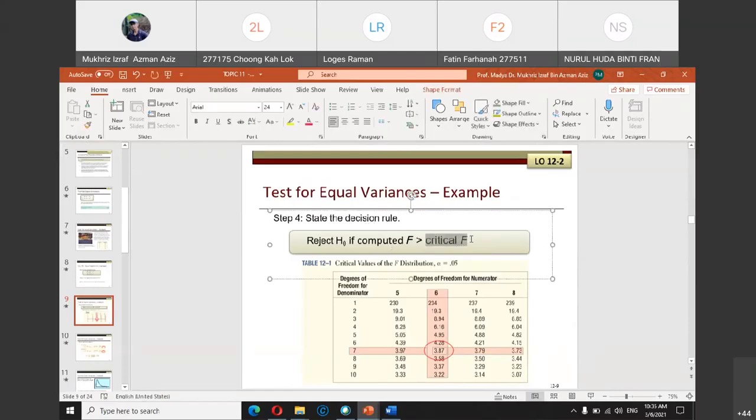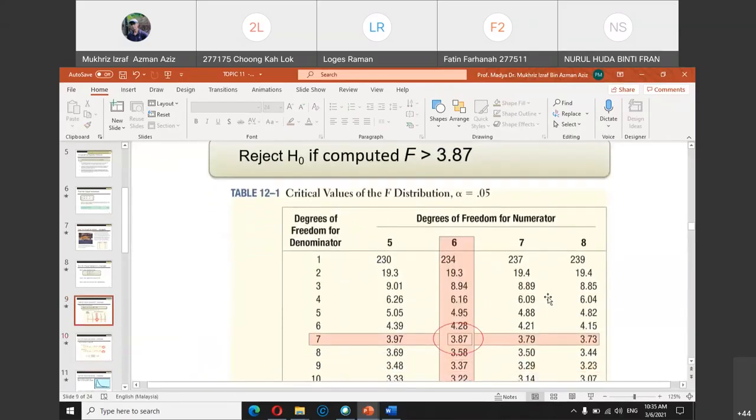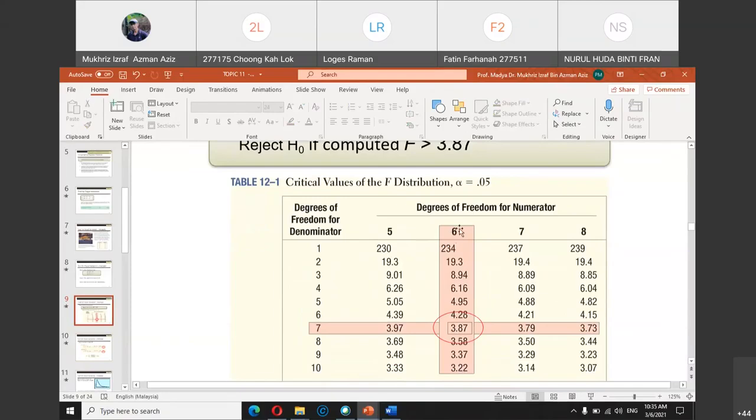Whenever you are answering a question for hypothesis testing, in step number 4, you need to fill in what the critical value is. So here it is 3.87. So how do we determine that the critical value is 3.87? First, 6 versus 7. So how do we get 6?